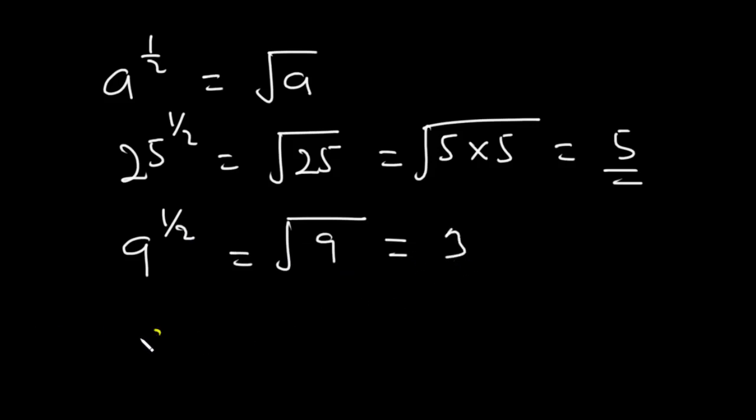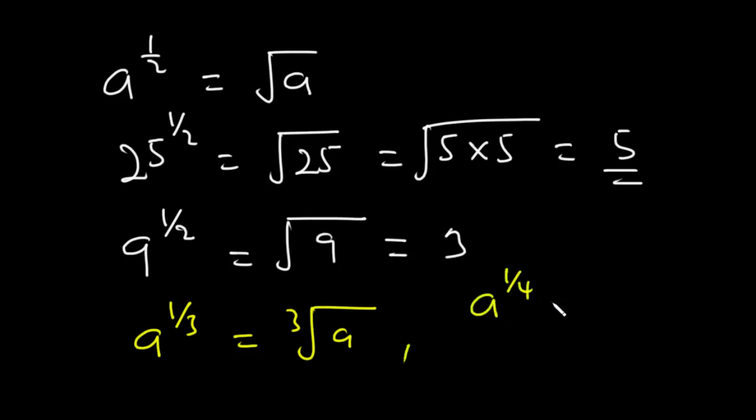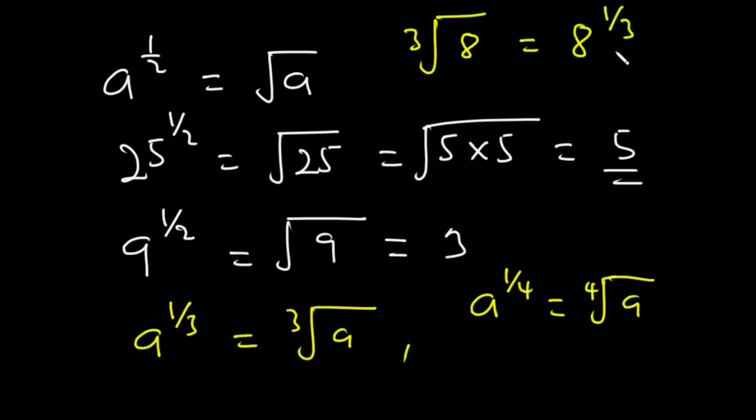And if you have a exponent 1 over 3, then it's equal to the cube root of a. And if you have a exponent 1 over 4, it's equal to the 4th root of a. So for example, let's say you have the cube root of 8. Now, we can represent this as 8 exponent 1 over 3. We know that 2 cubed is equal to 8. So 2 cubed times exponent 1 over 3. Now 3 cancels 3, and then you have 2 exponent 1, which is equal to 2.